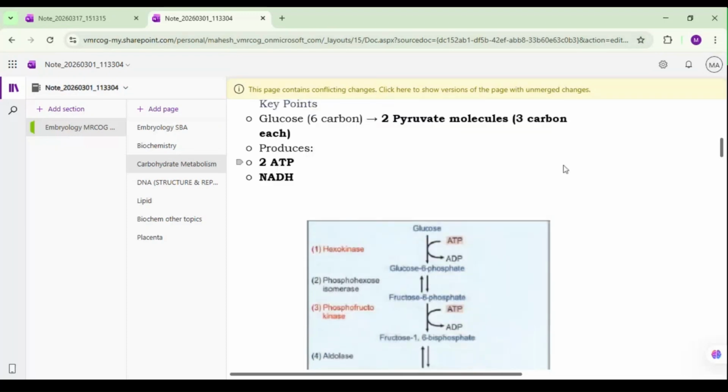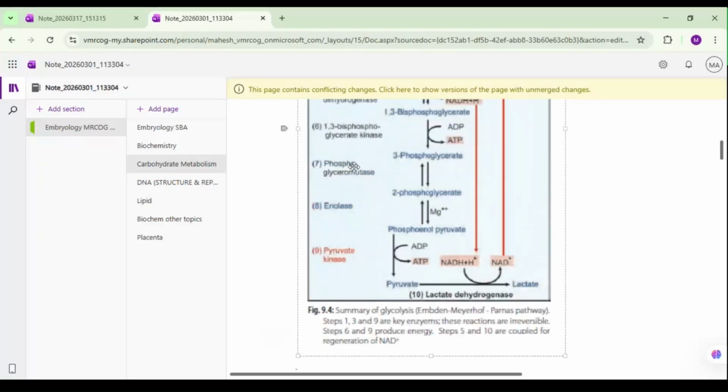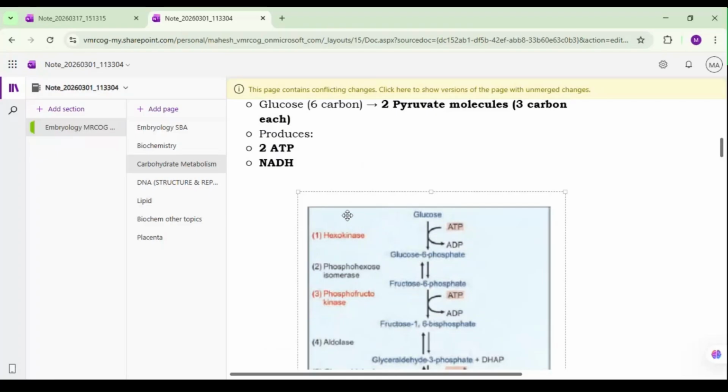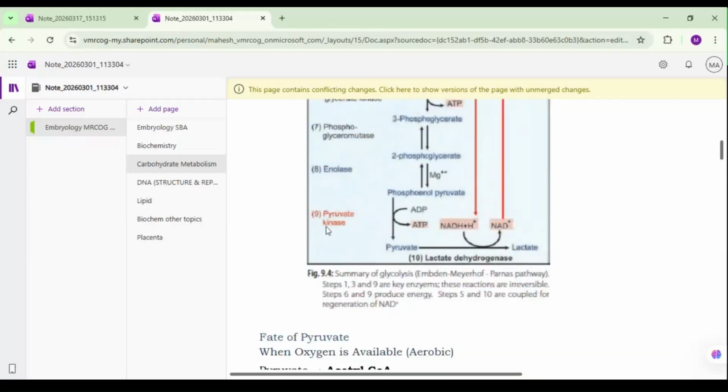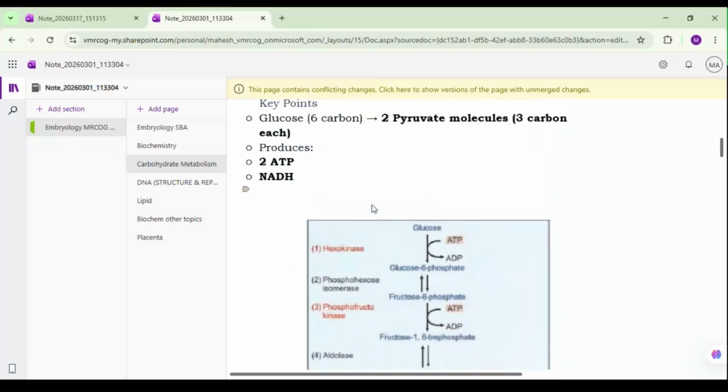But there is no need to remember each and everything. All the steps are not required. Just remember there are a total of 10 steps, out of which these are the enzymes on the left hand side. Those written in red are the rate limiting enzymes, and these are the irreversible steps. The rest of the steps are reversible, so they can work in either direction. However, these steps are irreversible. First is hexokinase. The next enzyme is phosphofructokinase, and this is the 9th step, that is pyruvate kinase. So steps 1, 3 and 9 are irreversible steps.